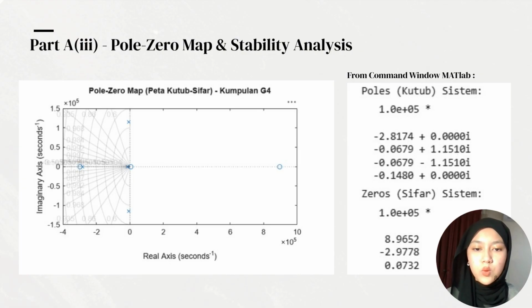If you look at the poles, every single one of them has a negative real part, such as negative 2.8174 and negative 0.1480. When mapped onto the complex plane on the left, all poles lie entirely on the left-hand side of the imaginary axis. In control system theory, this proves that our system is completely stable.